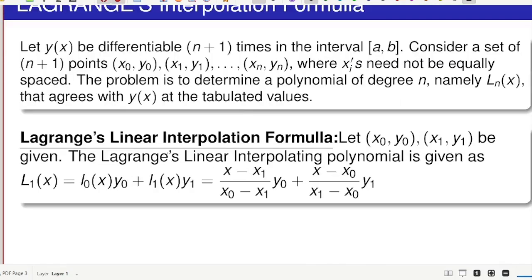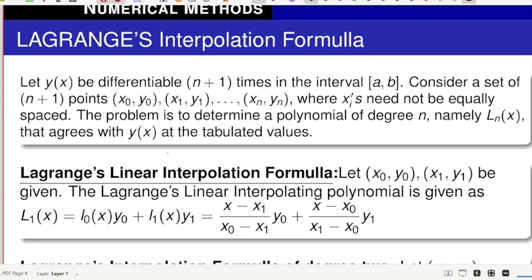So, Lagrange's linear interpolation formula. We are given 2 points x0, y0 and x1, y1. The Lagrange's linear interpolation formula is given as L1 of x equals L0 of x times y0 plus L1 of x times y1. Here L0 of x is defined as x minus x1 divided by x0 minus x1, into y0, which is a given value, plus x minus x0 divided by x1 minus x0, into y1, and again y1 is a given tabulated value. So in this formula x0, x1, y0 and y1 are given, and we need to substitute them here to obtain L1 of x as the linear Lagrange interpolating polynomial.